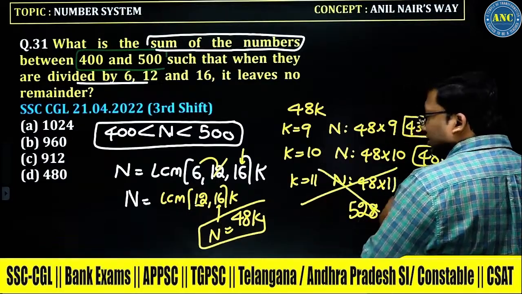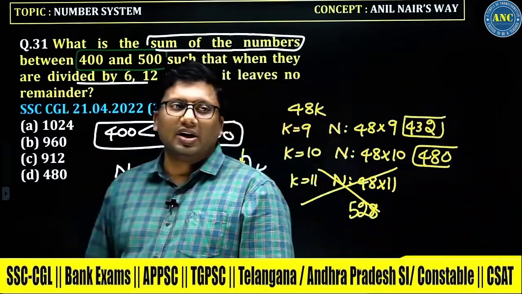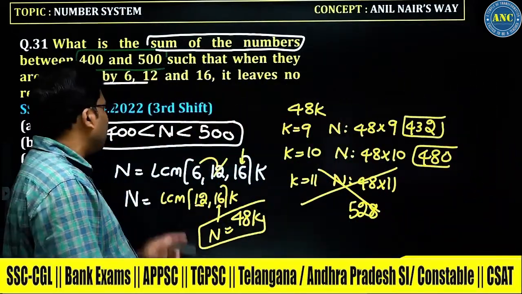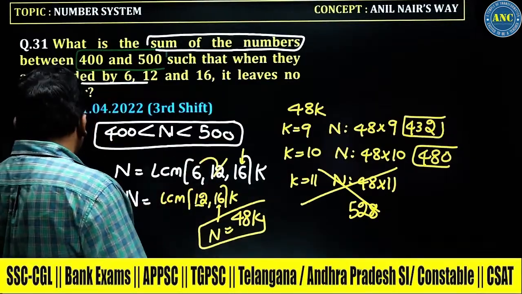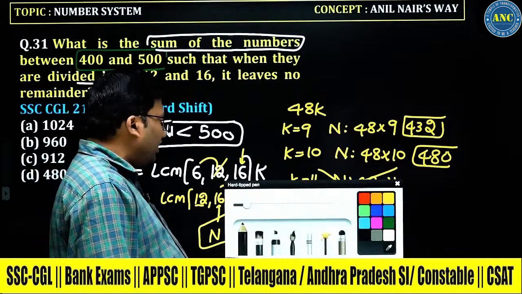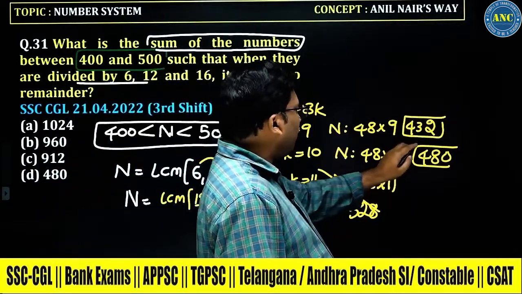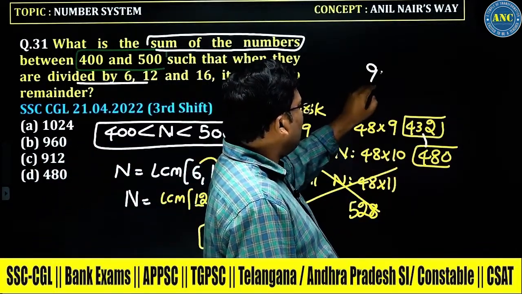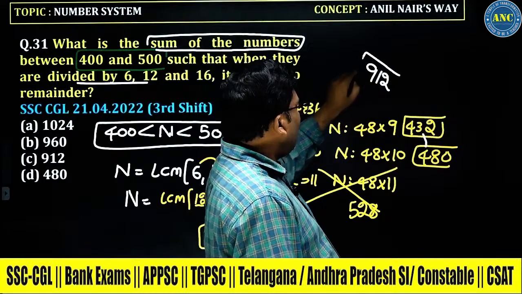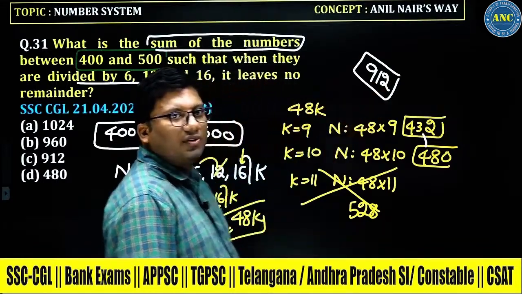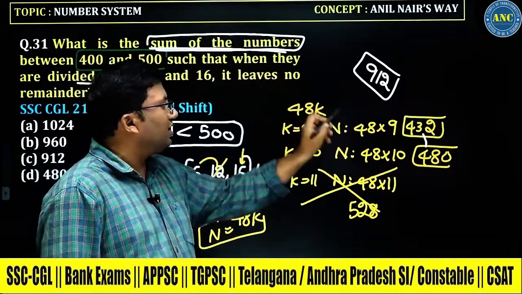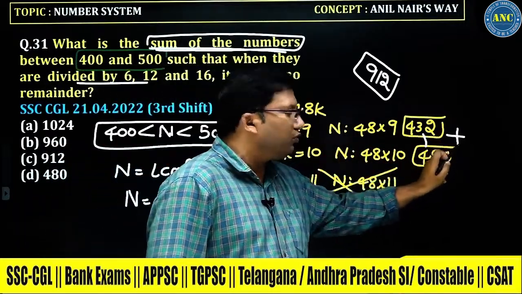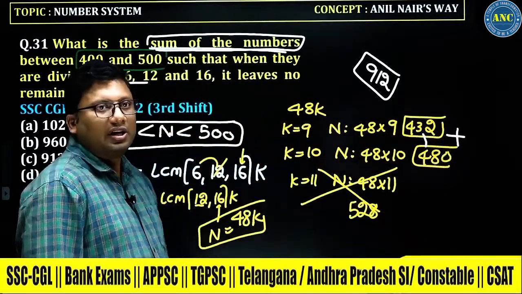I don't need this case. The numbers should be greater than 400 and less than 500. That means I need to add both the values. 432 plus 480. The answer for this question is 912. Because he is telling us to add those numbers, so I added both 432 and 480.